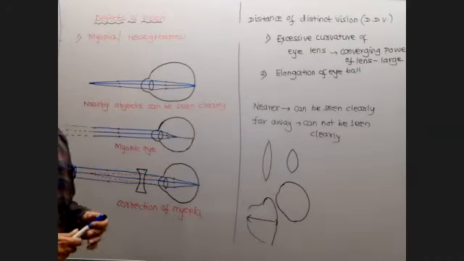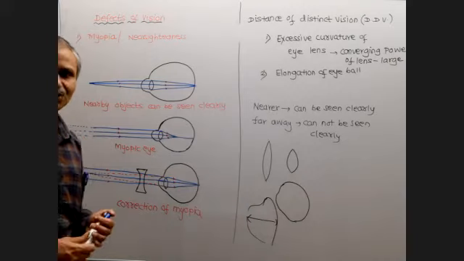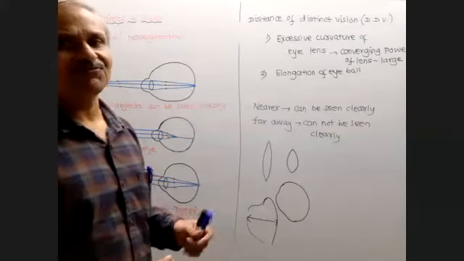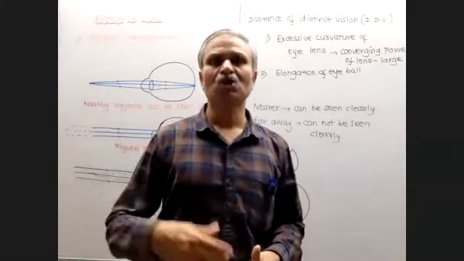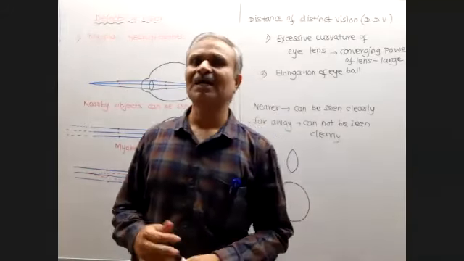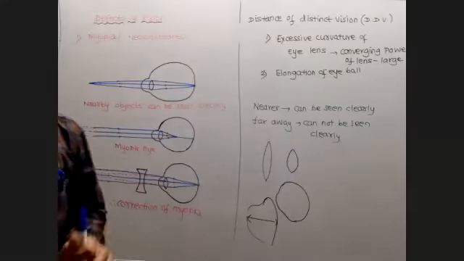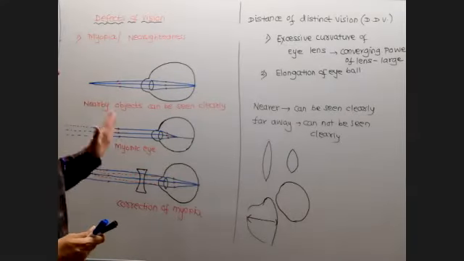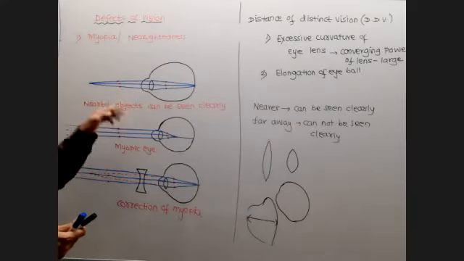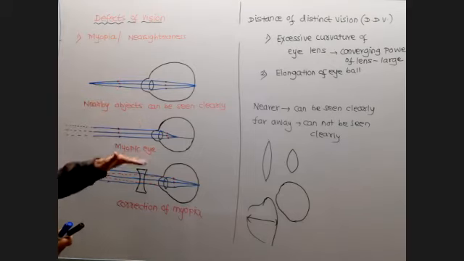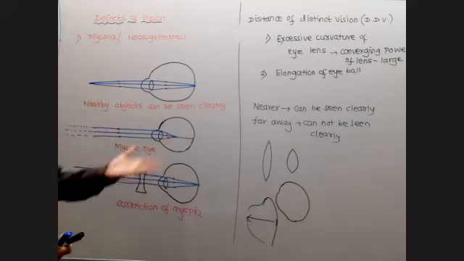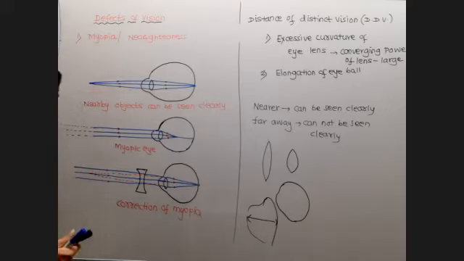Now look, next is hypermetropia, or farsightedness, or long-sightedness. In this case, as I told you earlier, all the things written here you have to make opposite. That is what happens in hypermetropia.